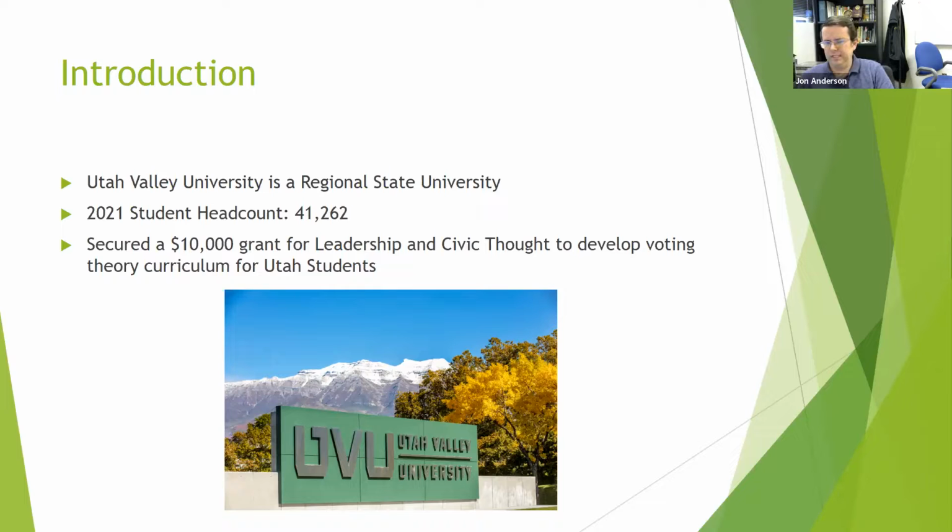For Max and I teaching here at this university, we received a $10,000 grant for leadership and civic thought to develop voting theory curriculum for our students here at our school and across the curriculum. This is one of our first chances to explore this, particularly voting theory and some of the things related to it, and to help educate our students here in Utah.